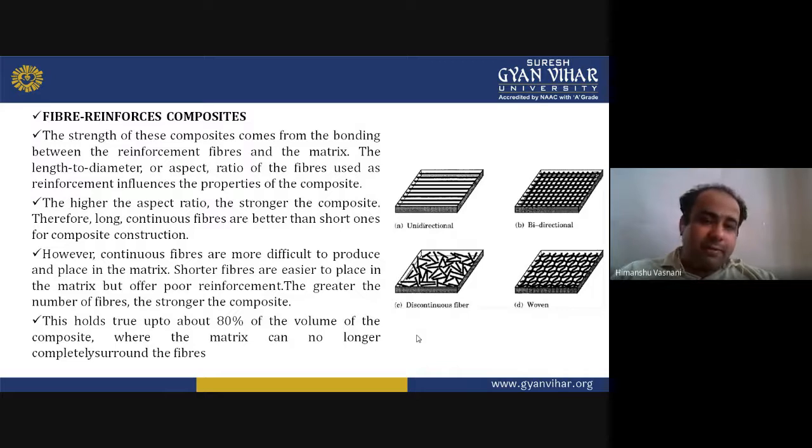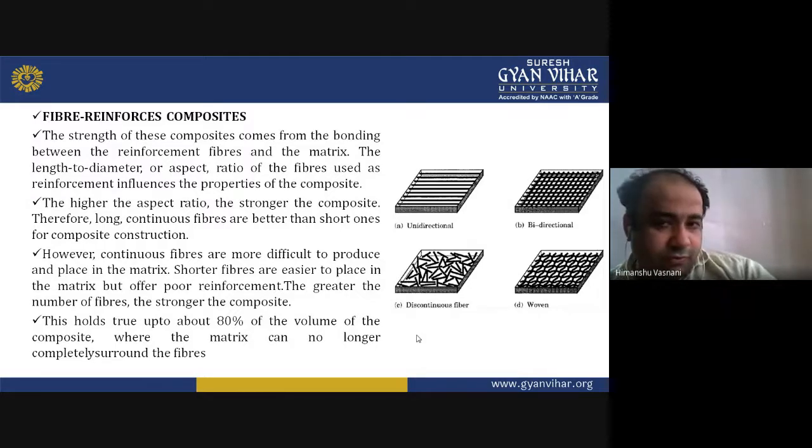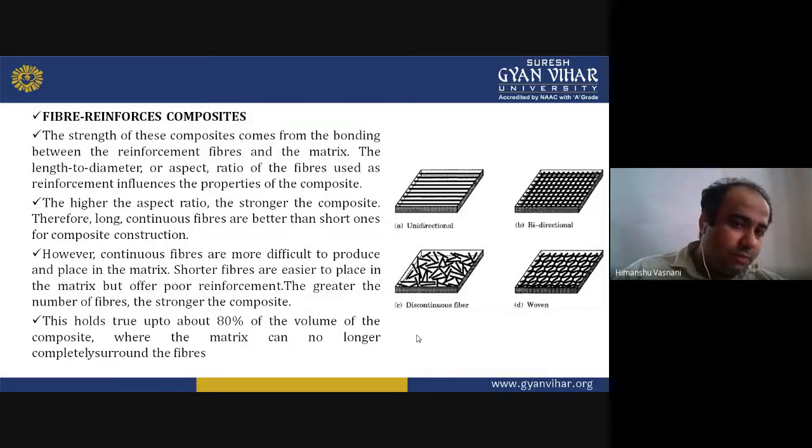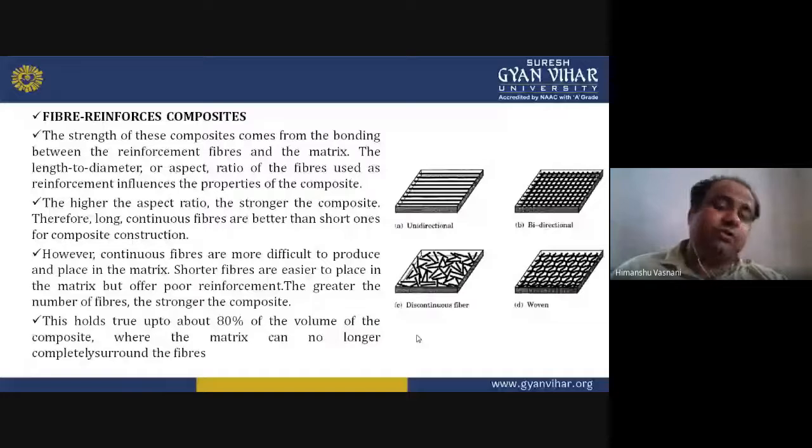The length to diameter, or aspect ratio, of the fibers used as reinforcement influences the properties of the composite. The higher the aspect ratio, the stronger the composite.